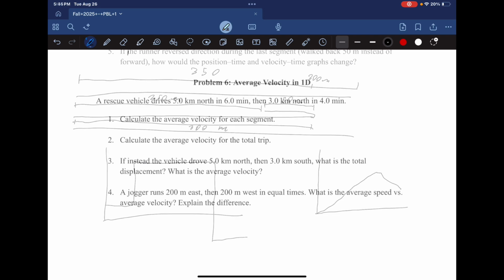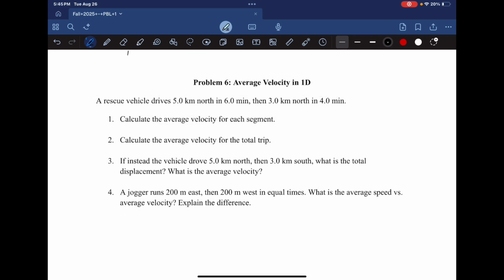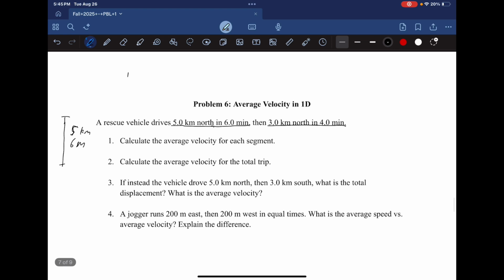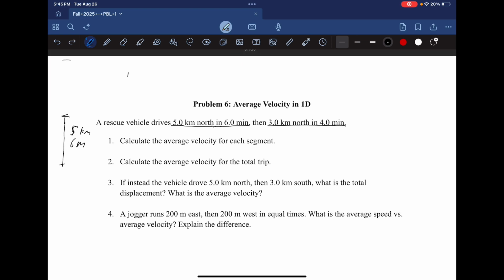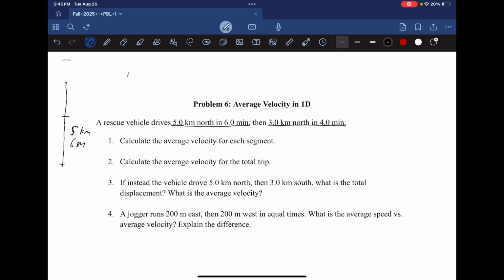Okay, so for this next problem, we have a rescue vehicle driving 5 kilometers north in 6 minutes, and then 3 kilometers north in 4 minutes. So it's going north, so it moves this far, 5 kilometers in 6 minutes, and then it moves 3 kilometers, so it's almost half that. It's more like here. 3 kilometers in 4 minutes.